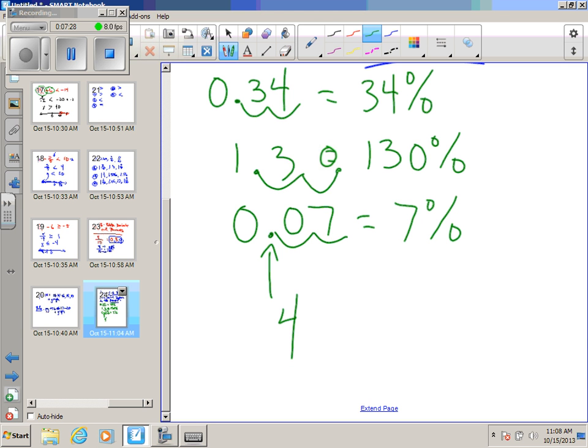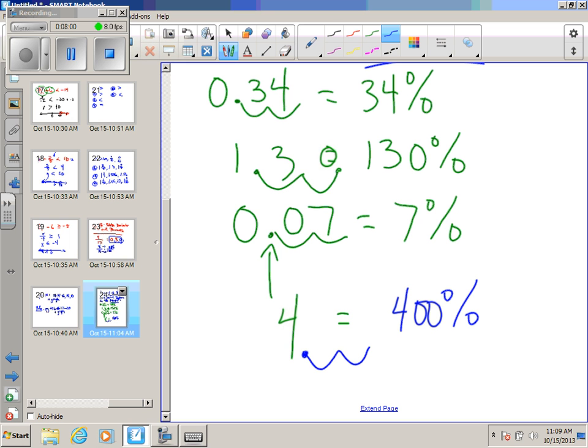How about 4 as a percent? 4. Where is my decimal in 4? Where is it, Liam? Right there. Now I need to move it. Equals 400%.